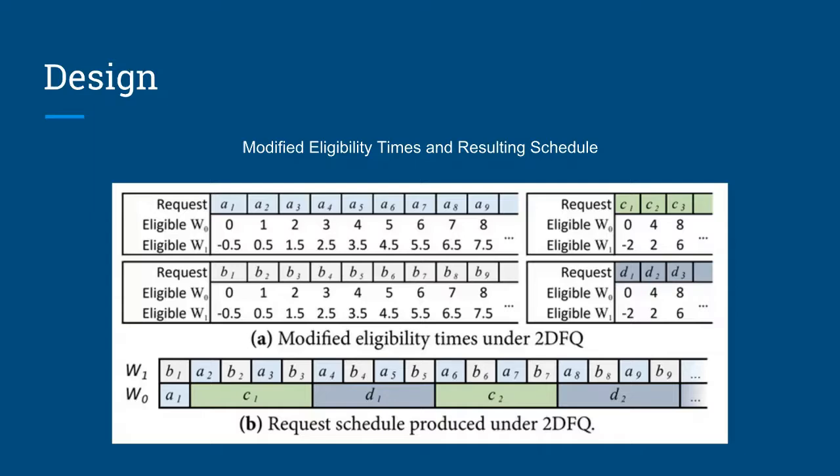And you can see that reflected if we take our eligibility times and show them actually drawn out according to 2DFQ.